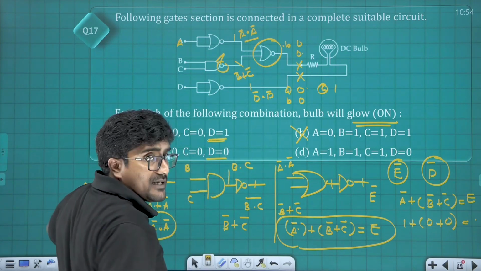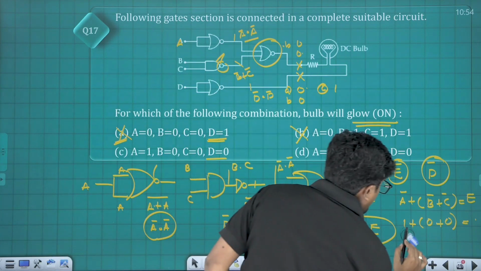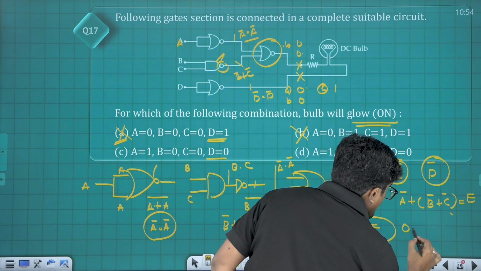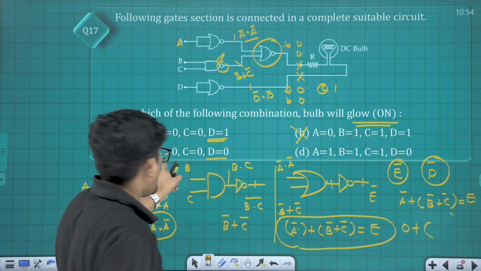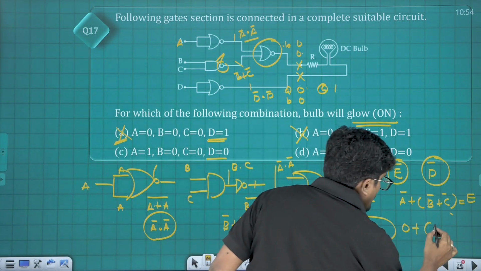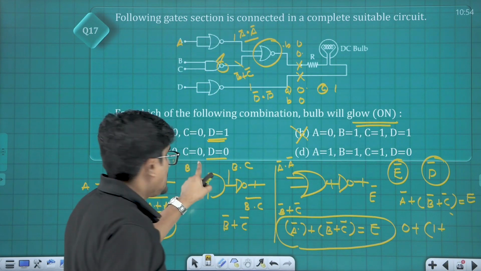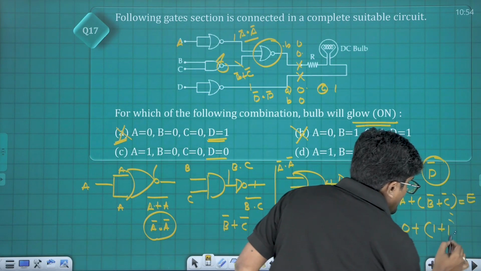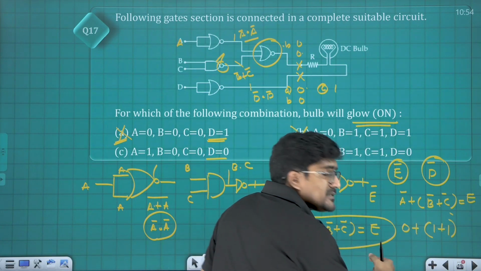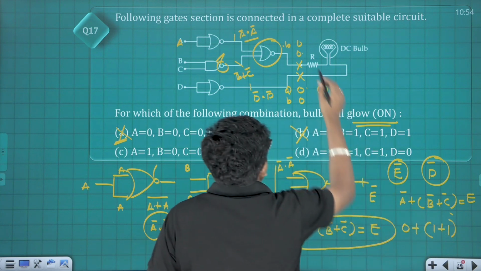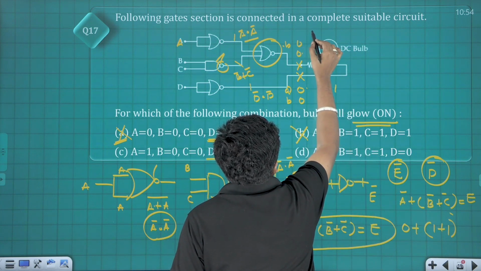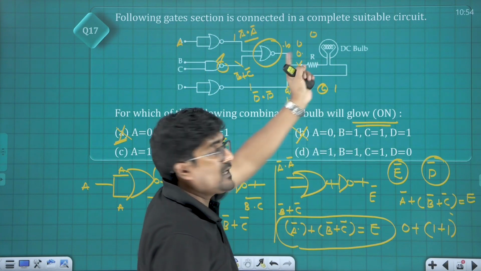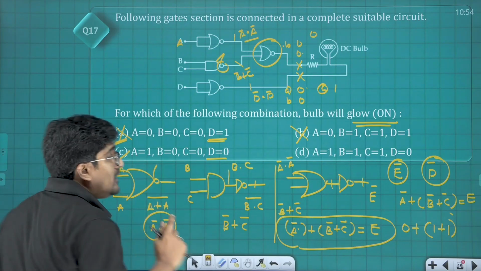Considering D, now let me consider A first. Here A is coming as 1. The inverse of that is 0. And B is 0, B bar is 1. And C is 0 and C bar is going to be 1. 1 plus 1 is 1. 1 plus 0 is 1. And 1 inverse is 0. So for option C, on the top it is coming as 0 and on the bottom it is coming as 1. So there is a potential difference, so definitely current will flow through this. That means option C must be the correct answer.